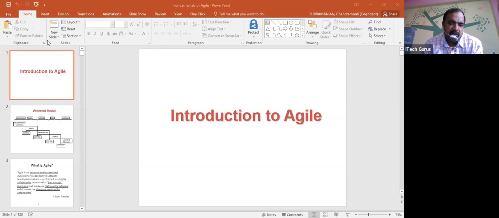And somebody told it is an iterative model. Yes, Agile is an iterative model, but that definition is only partial. Agile is both an iterative and incremental model. Don't use the word iterative alone. Agile is both iterative and incremental. Having said that, what is the difference between iterative and incremental?